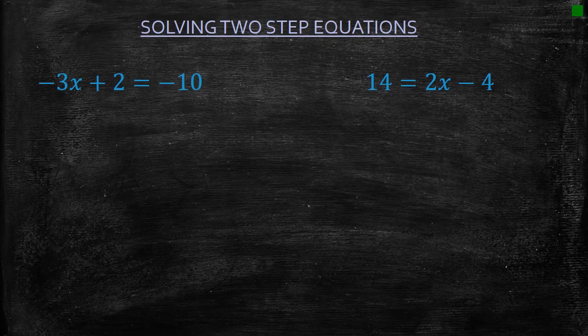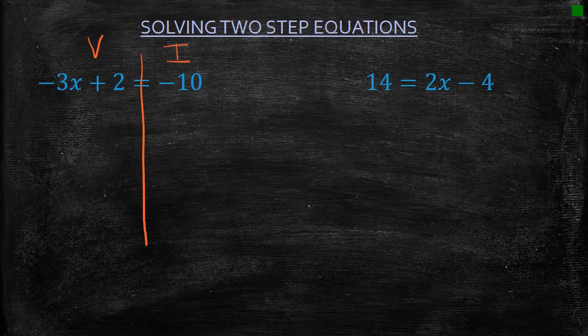Let's review solving two-step equations. The first thing we want to do is draw a line through our equal sign and determine which sides are variables and which side are integers. Side 1 happens to be variables, side 2 happens to be integers.